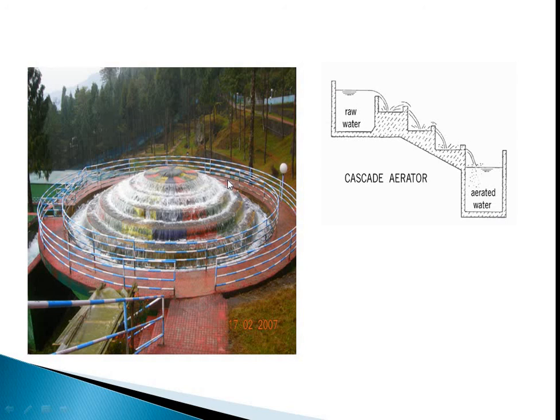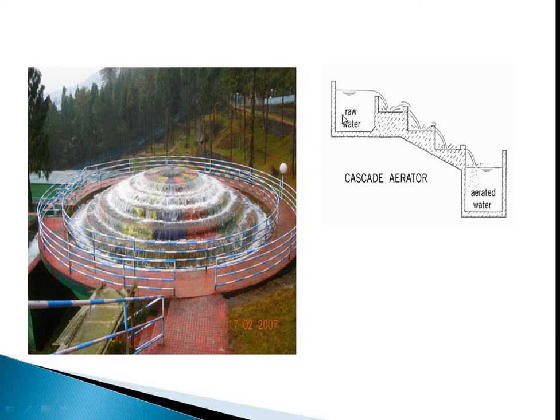atmospheric air, and hence the water comes into contact with atmospheric oxygen. Therefore the dissolved gases in the water are released into the atmospheric air, and the water gets free from objectionable gases. The atmospheric oxygen gets absorbed into the water, and hence the dissolved oxygen level increases and the water gets oxidized.